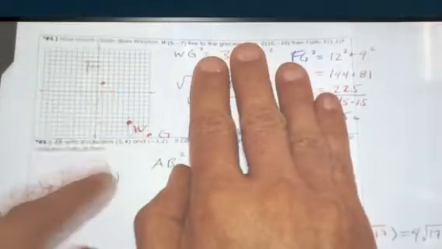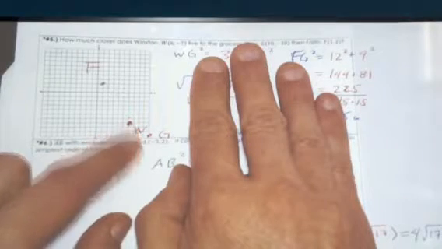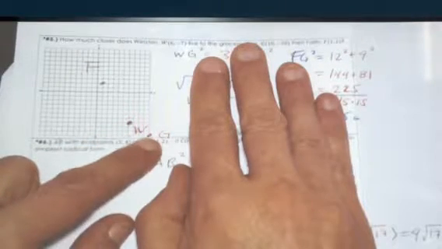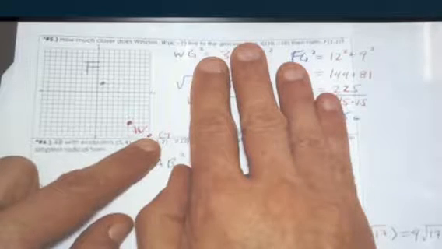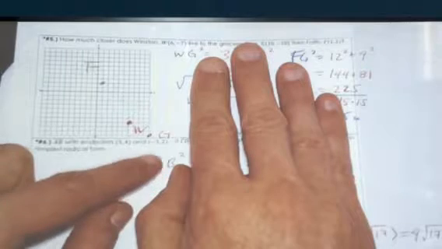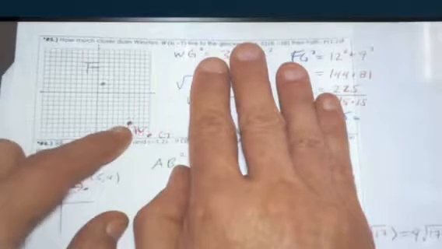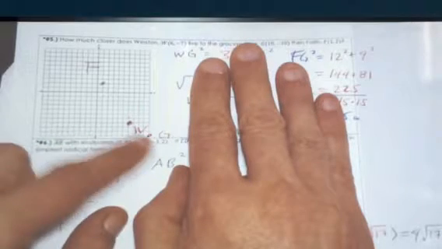So here we see Faith at 1, 2. We see Winston at 6, negative 7. And we see the grocery store at 10, negative 10. Positive 10 to the right, negative 10 down. Okay, so let's figure out how far Winston's trip to the grocery store is on the diagonal.